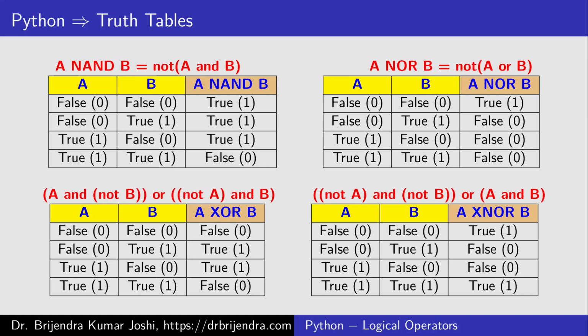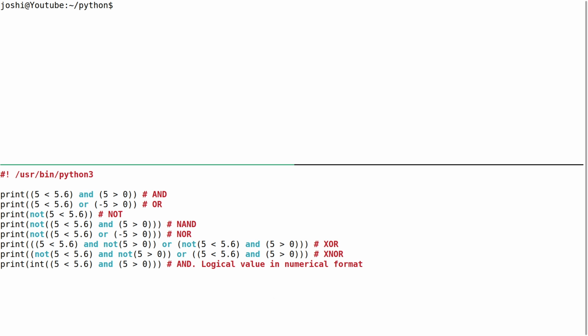I have made a small script to demonstrate the usage of these operators. Now in the bottom pane, this is the script, and if you remember, this is the standard shebang line, and these lines under comments clearly tell you that this is for AND. So let me first execute the script. These are the outputs. The first one is for AND. We know that 5 is less than 5.6 and 5 is greater than 0. Both are true. So this is the AND operator.